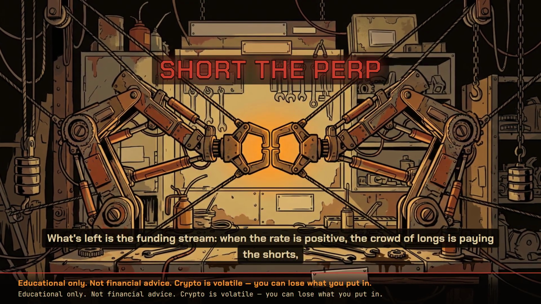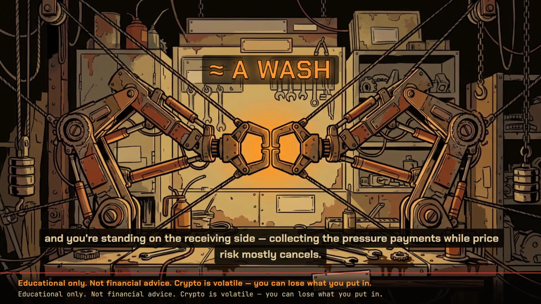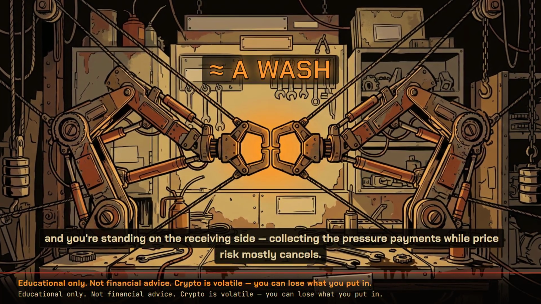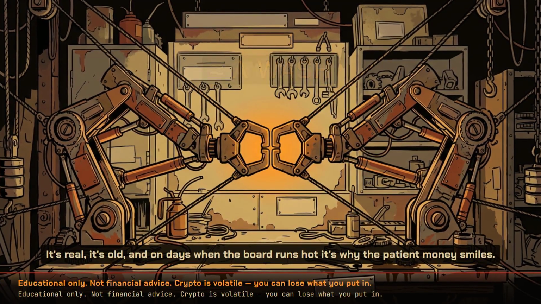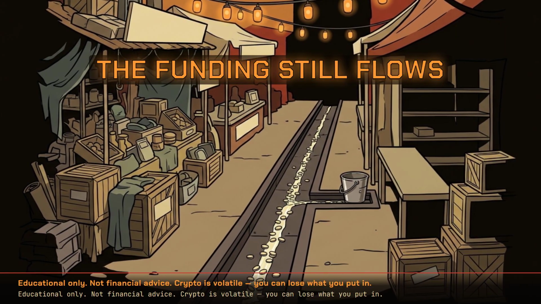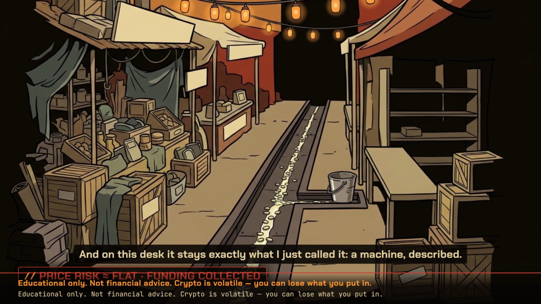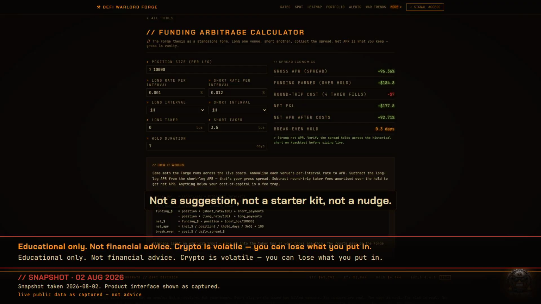When the rate is positive, the crowd of longs is paying the shorts, and you're standing on the receiving side, collecting the pressure payments while price risk mostly cancels. That's funding rate arbitrage. It's real, it's old, and on days when the board runs hot, it's why the patient money smiles. And on this desk it stays exactly what I just called it. A machine described. Not a suggestion, not a starter kit, not a nudge.